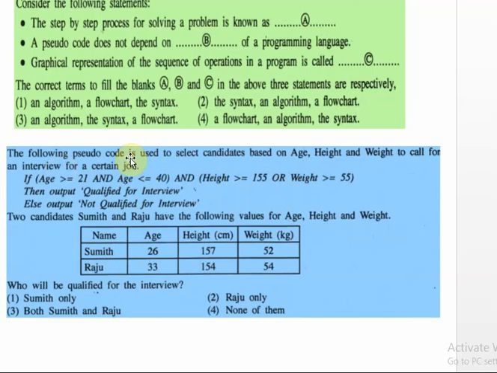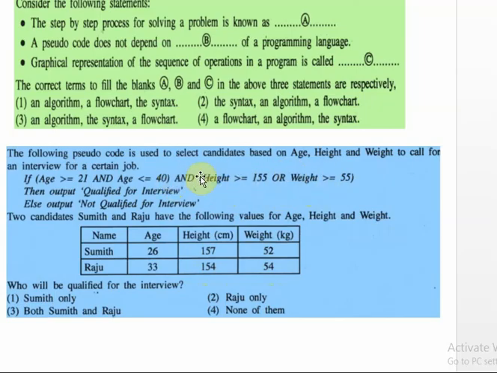Then come to Raju, 33. Okay, this is matching, right? 33 means above 25, below 40. And come here, height greater than 155, it's not matching. Or weight greater than 55, that also is not matching. So this is not matching, this is not matching. So this is actually false.